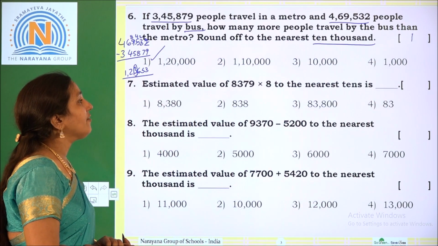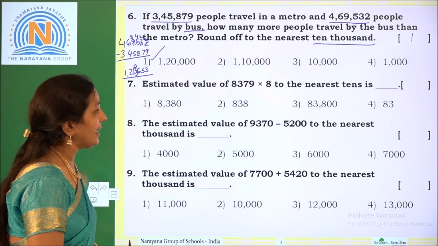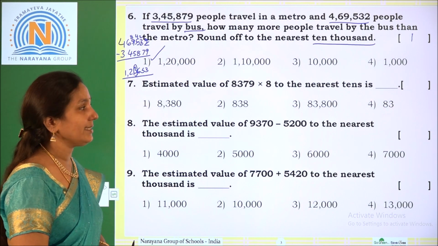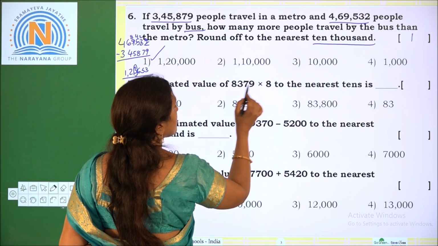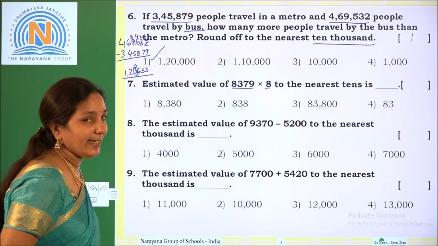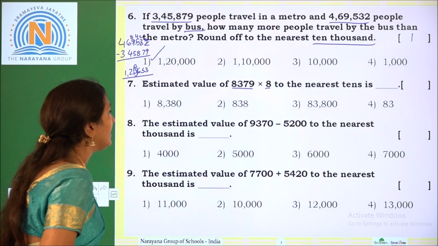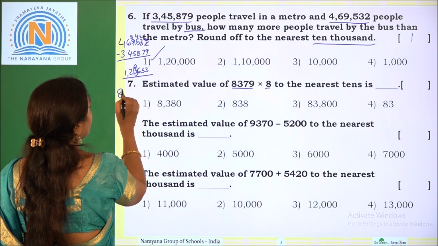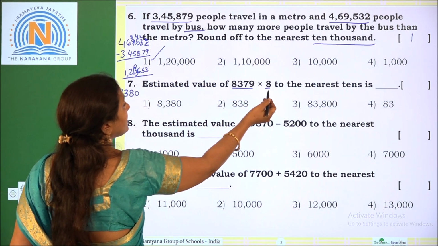Next, the estimated value of 8,379 into 8 to the nearest tens is. So here we have to estimate the value. What are the given numbers? 8,379 into 8. So what is the nearest ten of 8,379? That is nothing but 8,380.